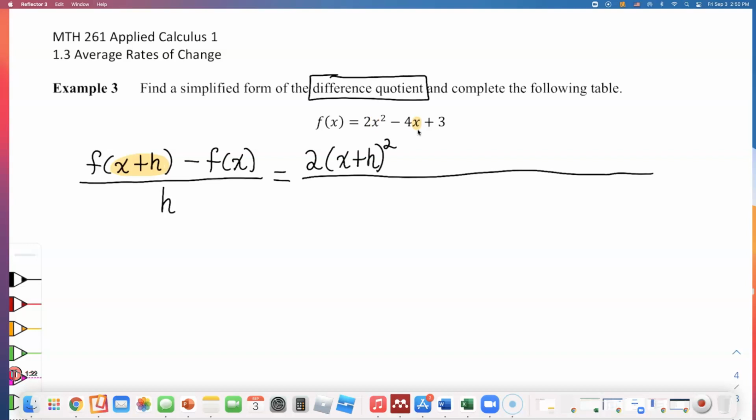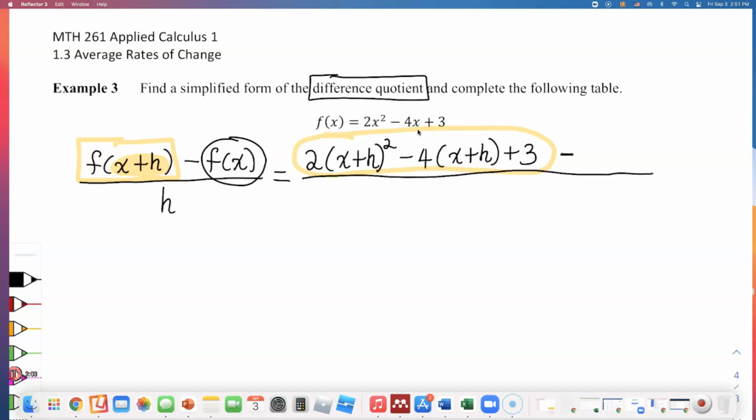Okay, I'm done there. Next, minus 4 times (x plus h). Now I'm done there. And then bring down that plus 3. So what I just wrote down, this entire expression, is f of x plus h. Which means I still have more stuff to do on the top, right? I still need to write down minus what? f of x. And f of x is that trinomial function.